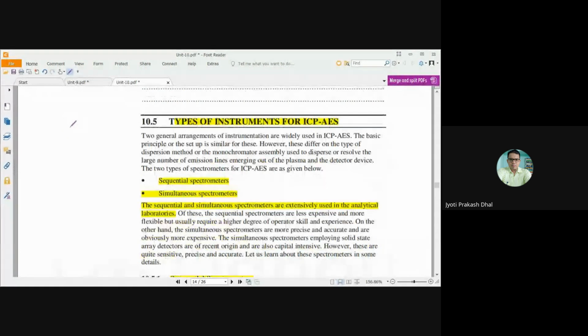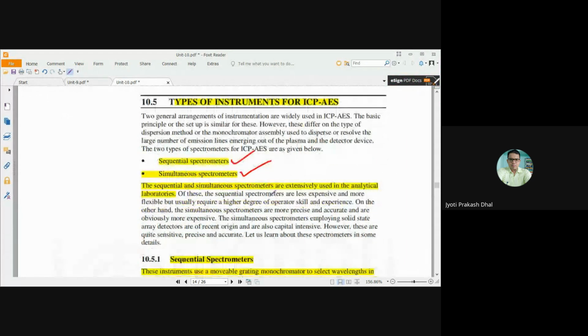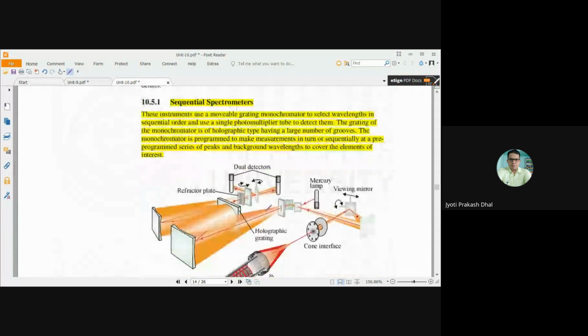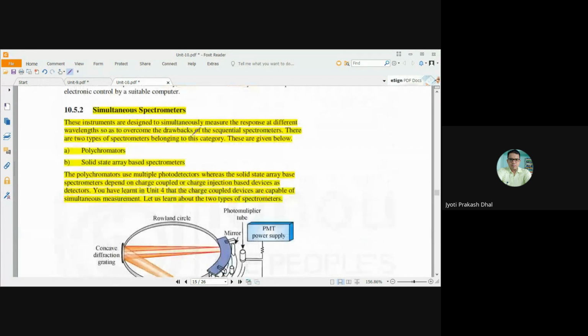There are two types of spectrometer for ICP-AES. The first one is the sequential spectrometer and the other one is the simultaneous spectrometer. In the sequential spectrometer, the instrument uses a movable grating monochromator to select the wavelengths in sequential order and uses a single photomultiplier tube to detect them. But in the simultaneous spectrometer, the instruments are designed to measure the response at different wavelengths simultaneously, so as to overcome the drawbacks of the sequential spectrometer.